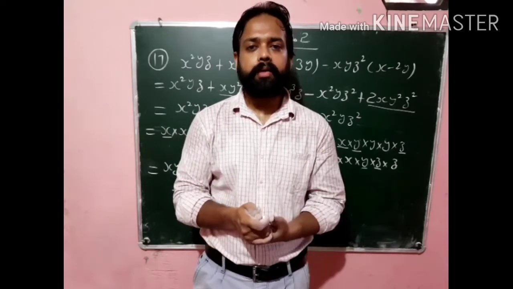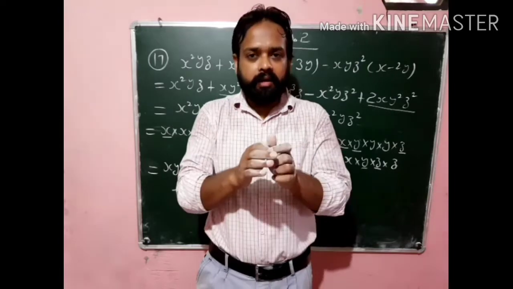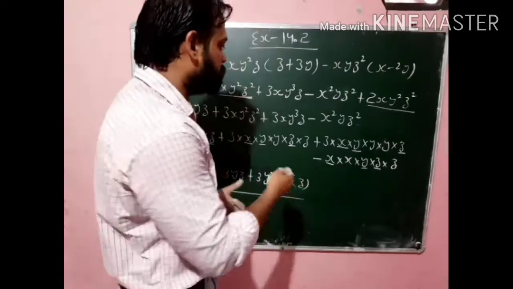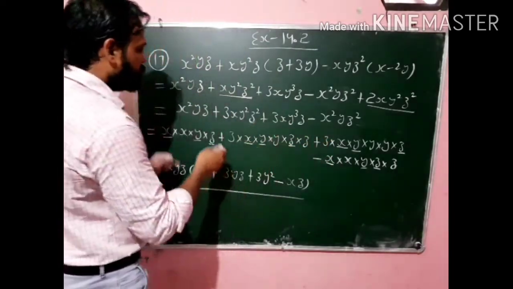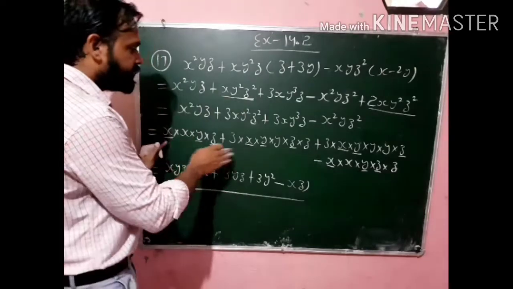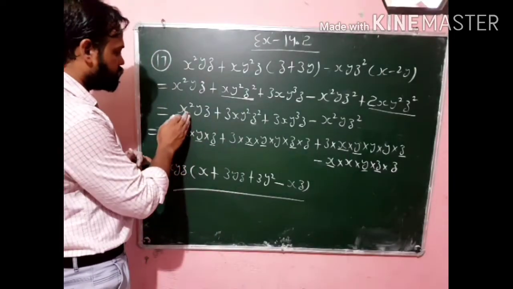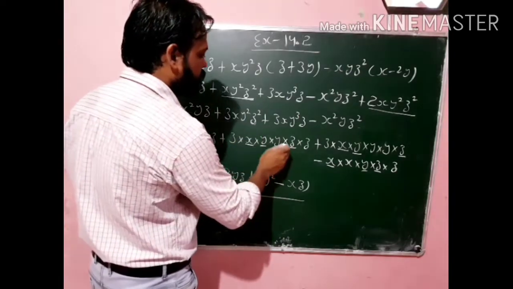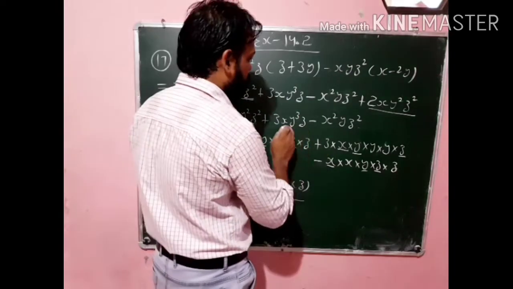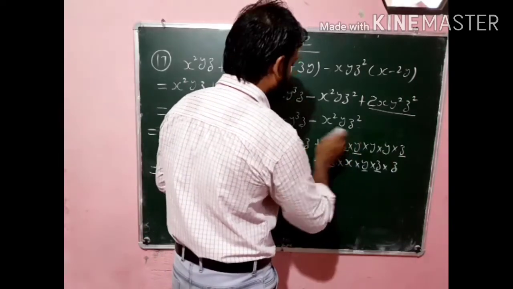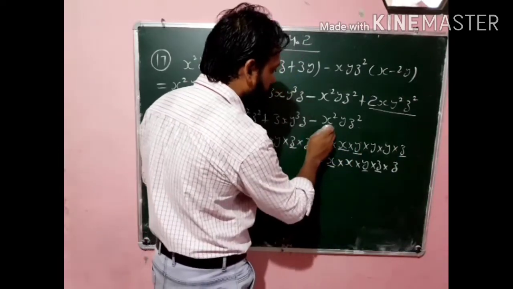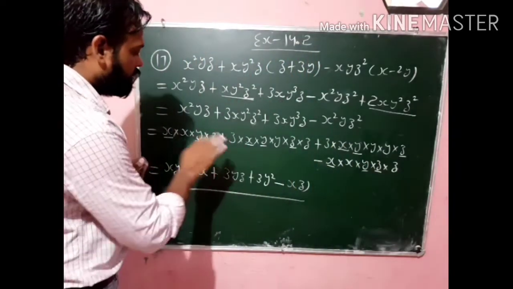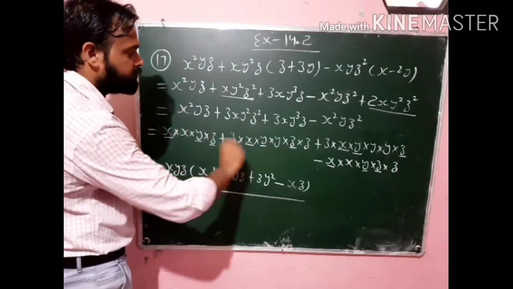The grouping method we have to apply in those cases where there are no common factors among all the given terms. In this case you can see common factors already exist in all the terms. So simply you have to make the factors. I had made the factors also: y square is y into y, z square is z into z, then plus 3x, then y cube is y into y into y, and then z, then minus sign is here, x square is x into x, then y, and then z square is z into z. I had already marked the common factors, so you can also mark them by yourself.